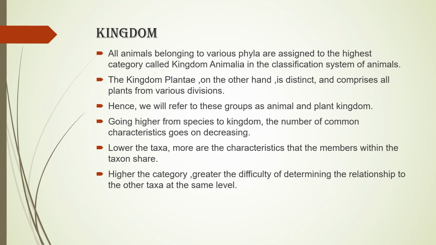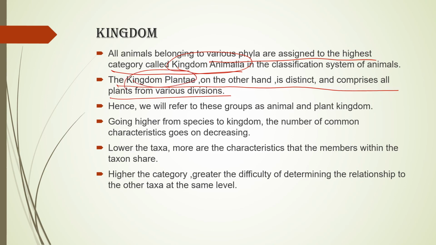Now all animals belonging to various phyla are assigned to the highest category called the kingdom Animalia in the classification system of animals. And the kingdom Plantae, on the other hand, is distinct and comprises all plant beings. So kingdom Animalia contains all animals, kingdom Plantae contains all plants. Hence we will refer to these groups as animal and plant kingdom. We are having a lesson on each of the animal and plant kingdoms in detail, so here I will not go into detail, just learn this kingdom Animalia and kingdom Plantae.